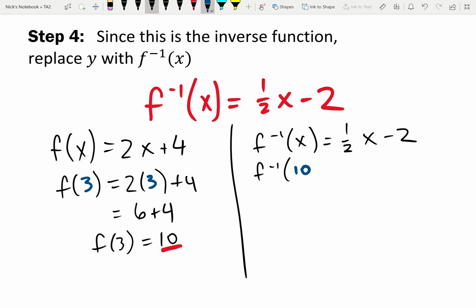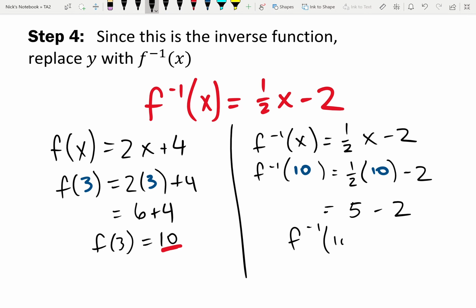10 equals 1/2 of 10 minus 2. Well, 1/2 of 10 is 5, minus 2. So f inverse of 10 is equal to 5 minus 2, which is 3.